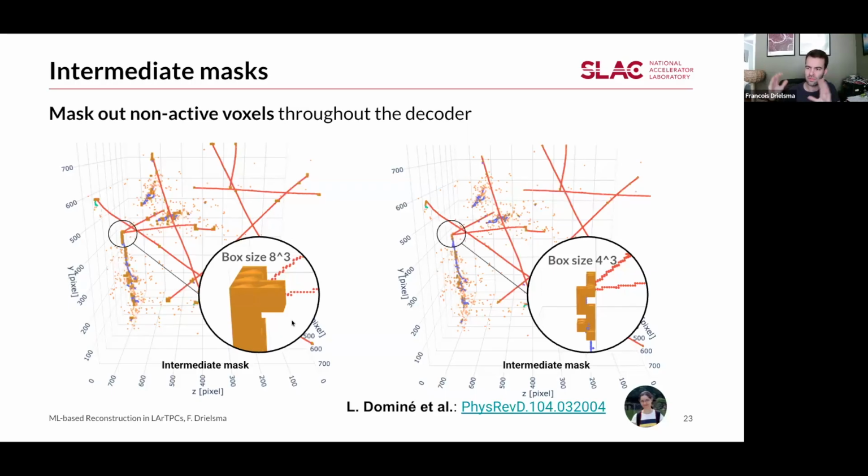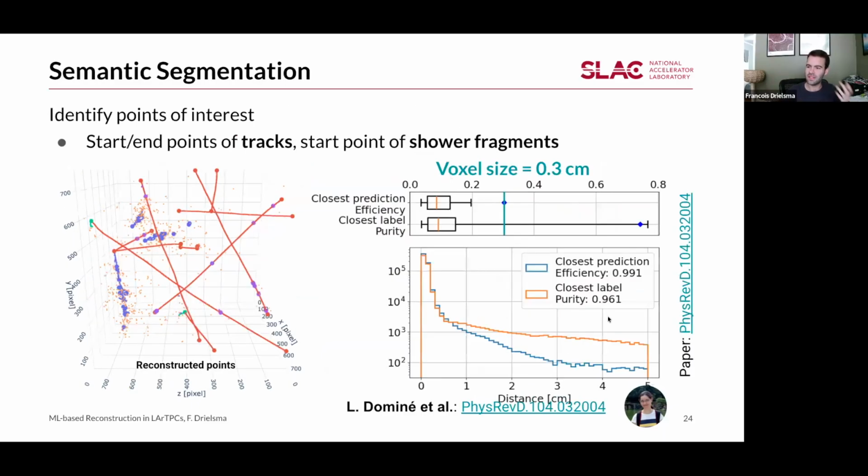That would be the most compressed version of the image that we're putting in the neural network. And you can see that the predictions we're making at that point are really blocky and not really accurate. In the next layer of the UNet decoder, we narrow down that region to a smaller area. And if you keep doing this until you get to the highest resolution, you actually get a specific point prediction in the image, which is what you're seeing here. So you can see that there's a point now at the vertex of the particle interaction, and there are points at the endpoints of tracks, etc.